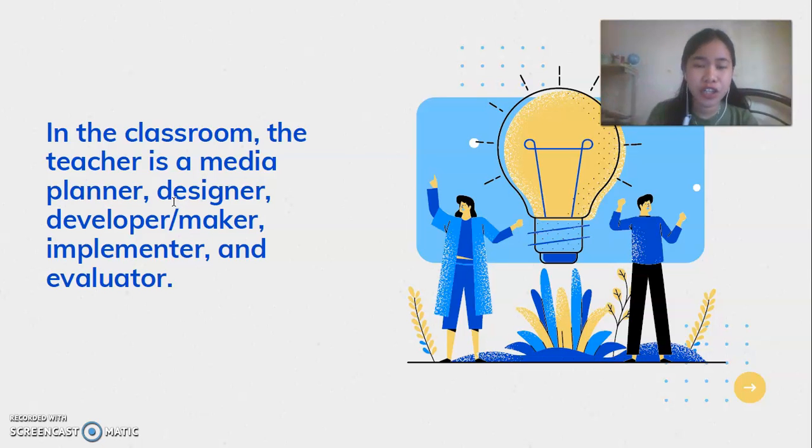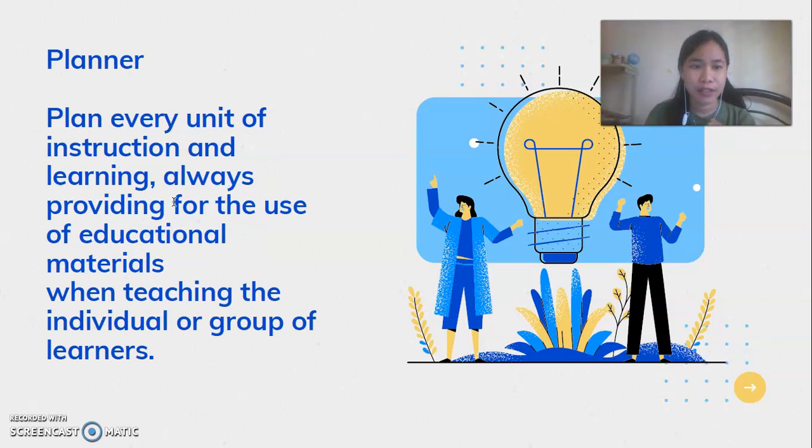Okay, as a teacher inside a classroom, a teacher who incorporates educational technology inside the classroom. So first role of a teacher is being a planner. So as a teacher, we must plan every unit of instruction and learning, always providing for the use of educational materials when teaching the individual or group of learners. So what do we plan? First and foremost, we plan or we create lesson plans, right? What else do we plan?